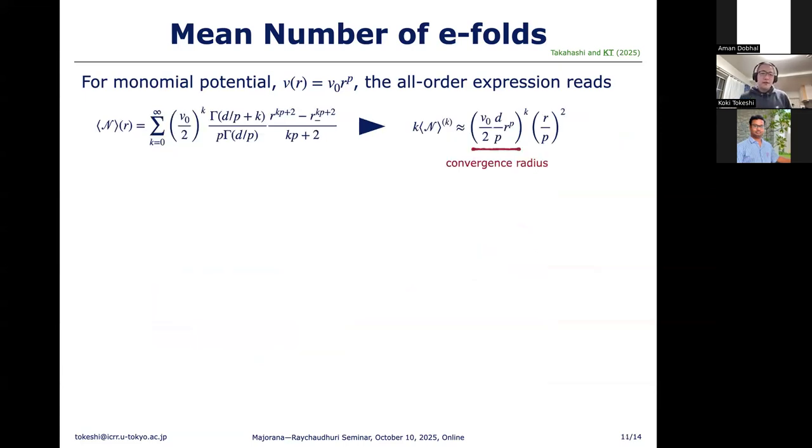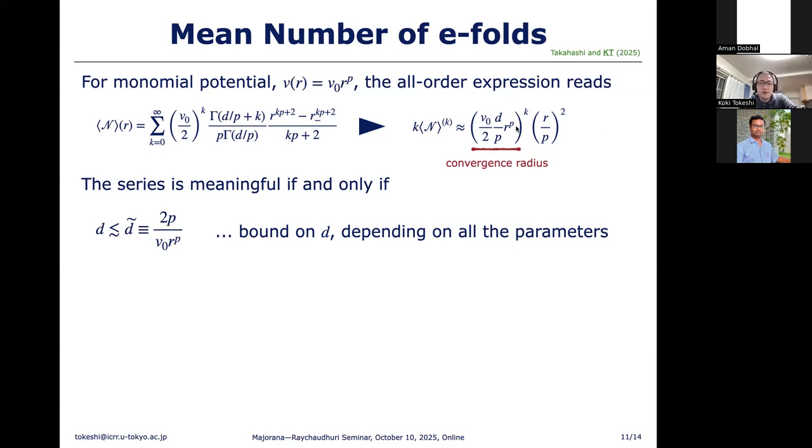And if you take a closer look at the perturbative expansion, you can find a kind of convergence radius like this. So this expression is the asymptotic expression of the k-th order correction term for large k. So if this convergence radius is less than unity, this perturbative expansion can be reliable, while if this convergence radius exceeds unity, the perturbative expansion breaks down and the evolution of the scalar fields transits to some non-perturbative phase.